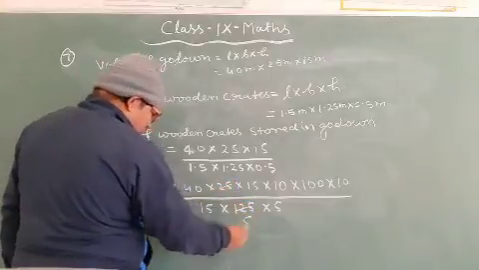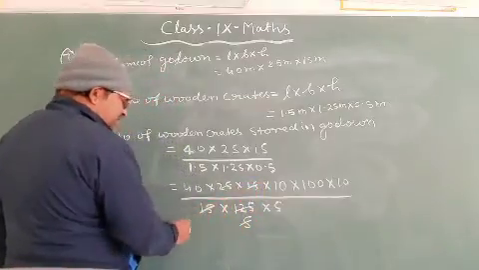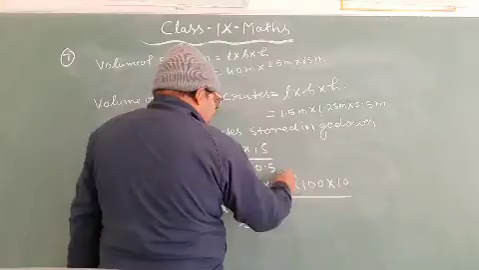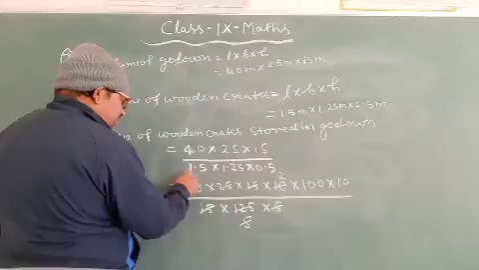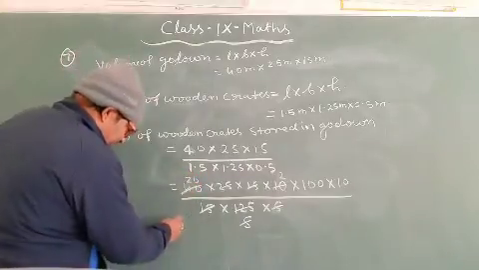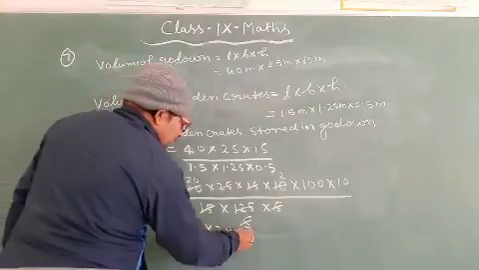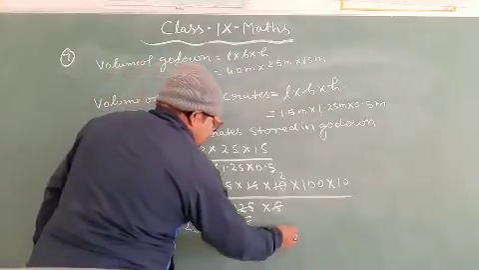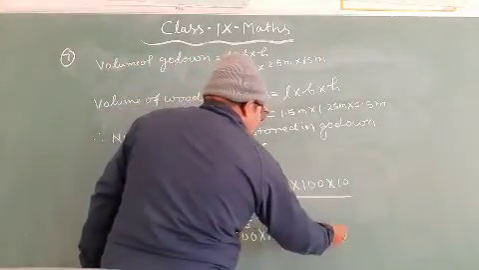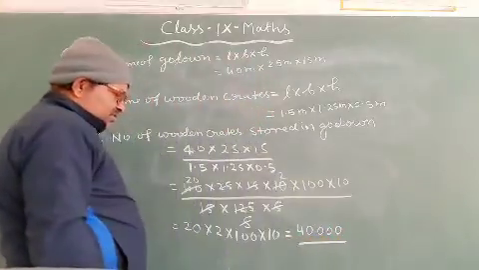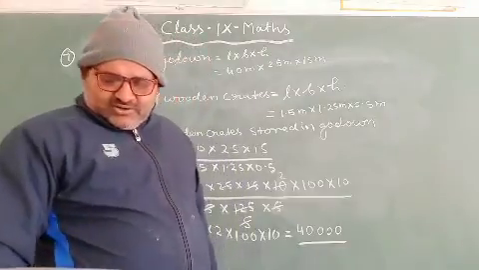25 fives are 125, 15 into 15, 5 into 10, and 5 into 20. So 20 multiply 2 multiply 100 multiply 10 equal to 40,000 wooden crates can be put in the godown. Clear? Okay, thank you.